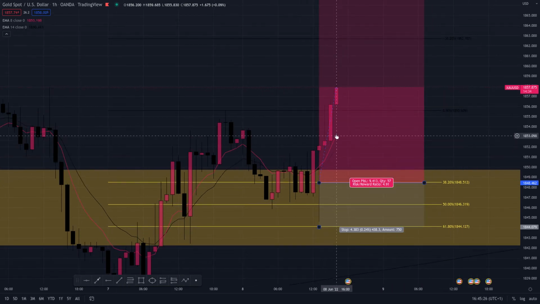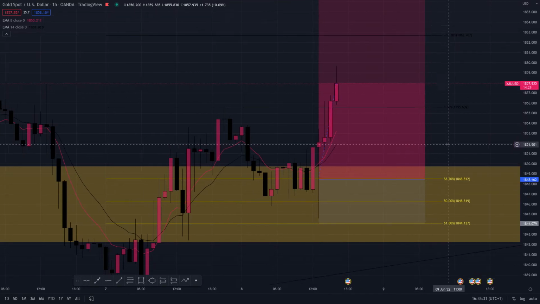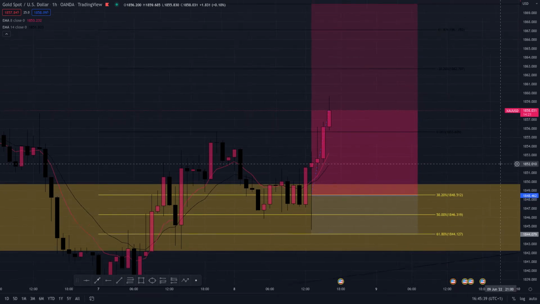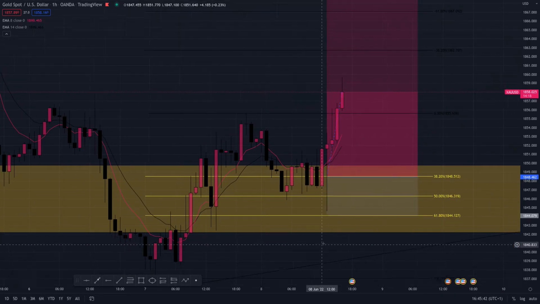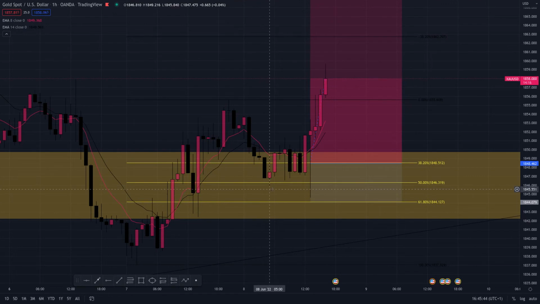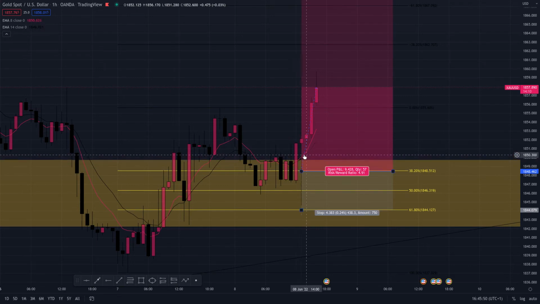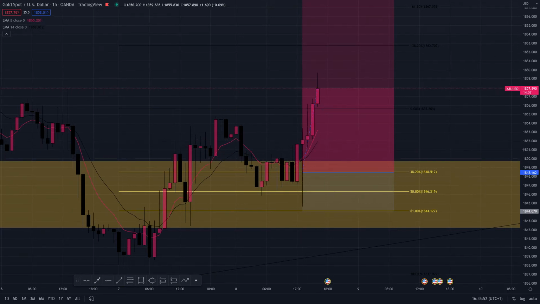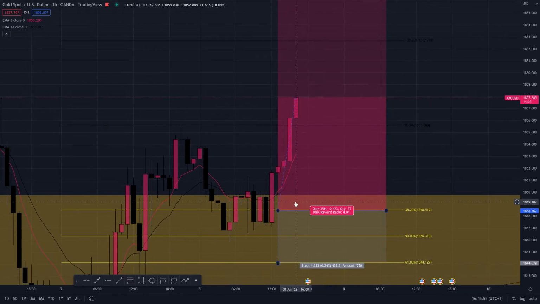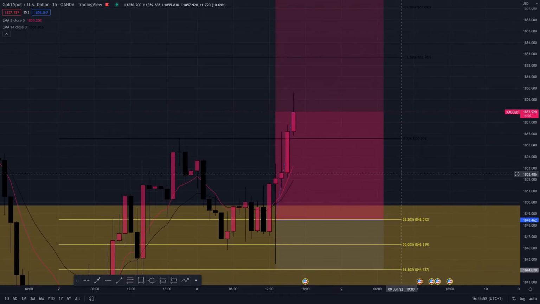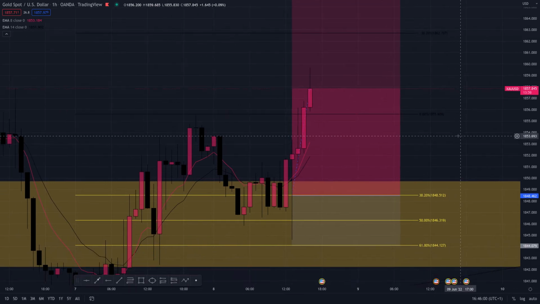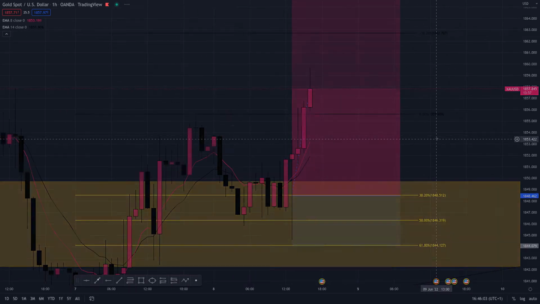There was a wick, so it came all the way down, but then buyers came back into control to close above. So I took another buy here, placing my stop loss below the wick this time, slightly below. And then we had a crossover over here. So I was like, yeah, if the 1 hour is showing a crossover and it's pushed up for the past 4 hours, we've been quite bullish.